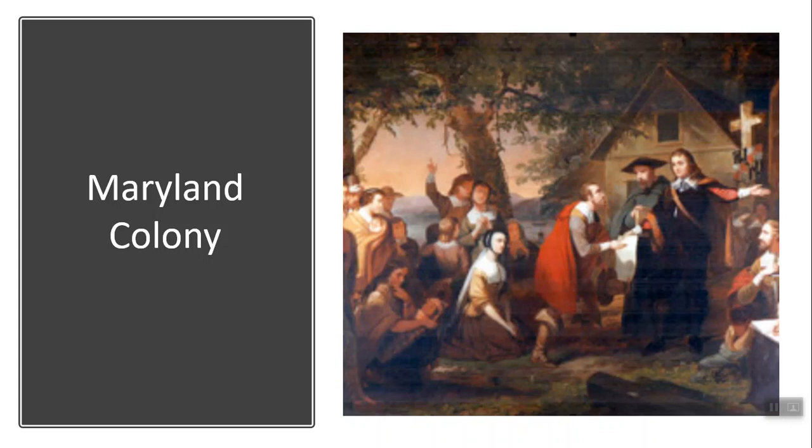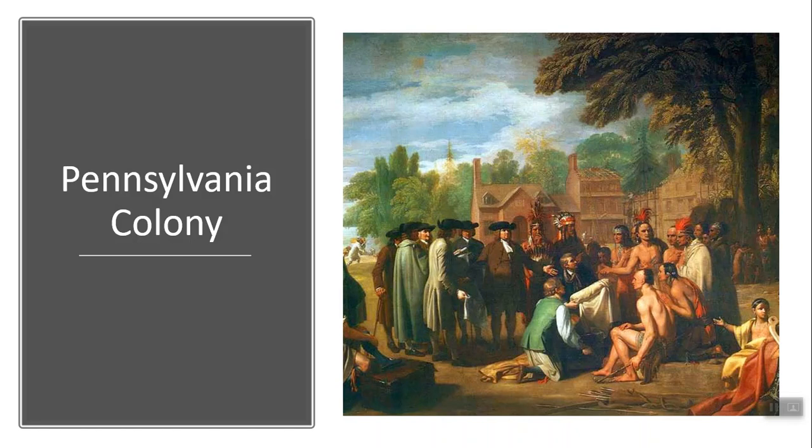Also, keep in mind that Maryland and Virginia are both Chesapeake colonies, and that was because they both had tobacco as their primary agriculture, and they both used the headright system, and they both had representative assemblies.